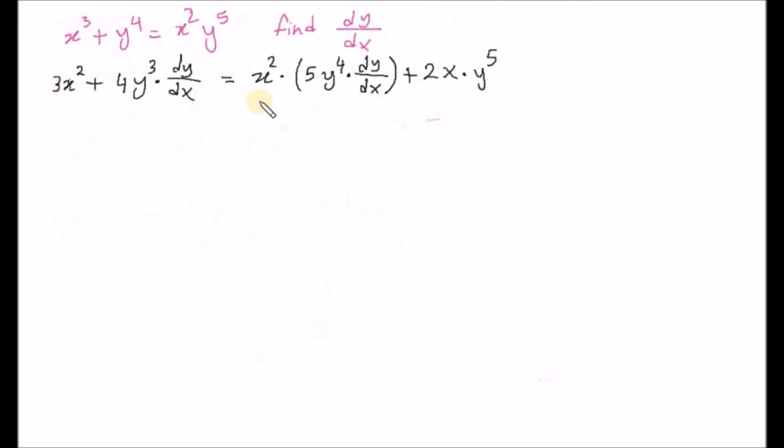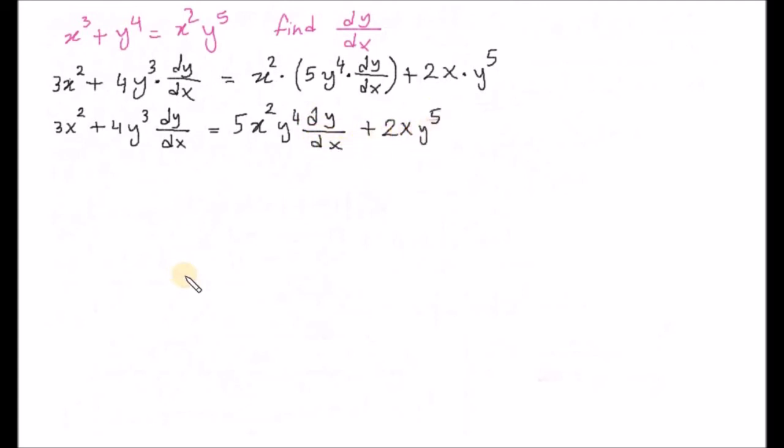Now I'm going to make this look nicer by arranging those terms, removing the product here, and then I will solve for dy over dx. So I will have 3x to the second power plus 4y to the third power dy over dx equals 5x squared y to the fourth dy over dx plus 2xy to the fifth.